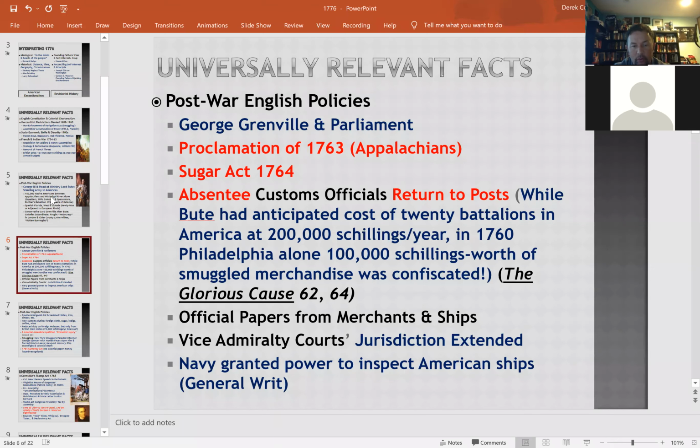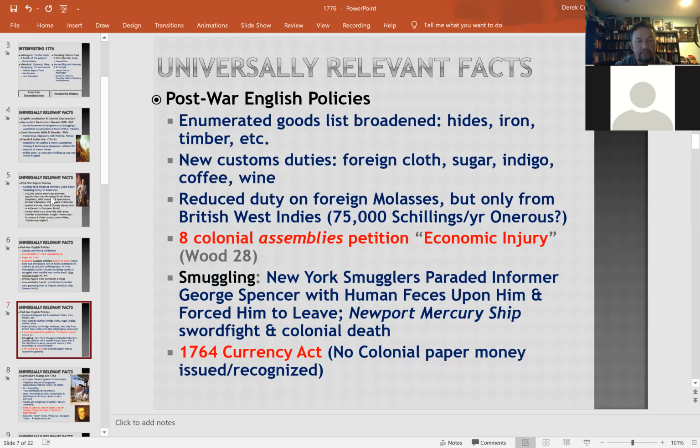The Vice Admiralty Courts were military naval courts that tried suspects for smuggling. And so their jurisdiction was extended. This was scary to American colonists. And then also there was a general writ or general warrant granted to the British Navy to stop and inspect American ships in this Sugar Act of 1764. The number of specifically stated or enumerated goods that had a special tax put upon them was increased. So like hides, iron, timber, etc.